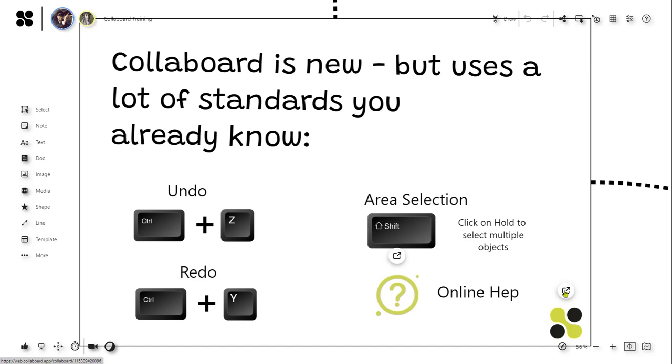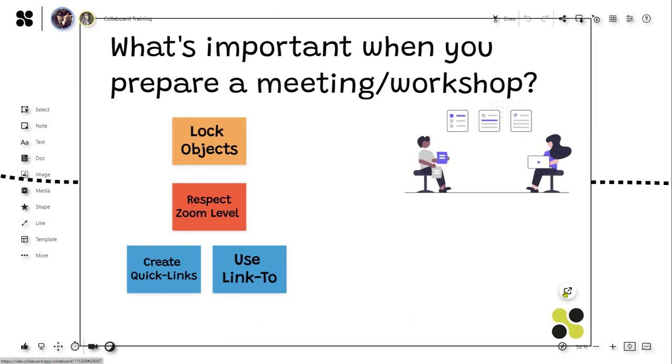Now, so far we have seen most of the things we can add to the online whiteboard itself. But let's say you're now preparing a meeting or a workshop. There are a few things that you need to consider. And first of all, I want to let you know about the lock features. Often it's very important that you lock your objects so people don't move them accidentally or on purpose.